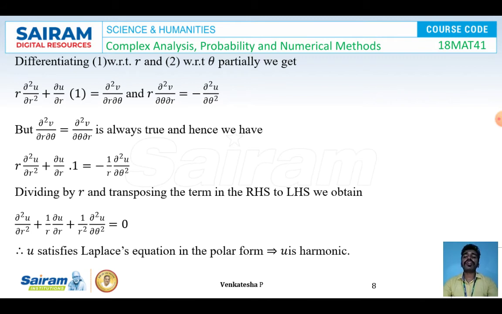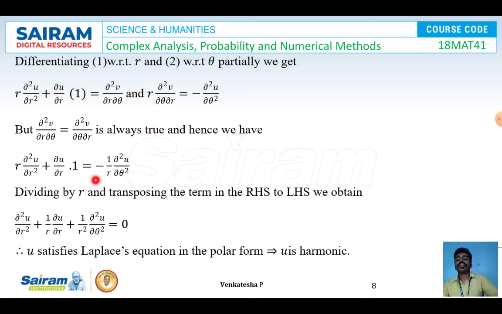Now I'm going to differentiate 1 with respect to r and 2 with respect to θ partially. We get r ∂²u/∂r², keeping r as it is and differentiating ∂u/∂r, plus keeping ∂u/∂r and differentiating r, I got 1, equal to ∂²v/∂r∂θ. And keeping r constant, ∂²v/∂θ∂r will be getting -∂²u/∂θ². Again, by the properties of partial derivatives, ∂²v/∂r∂θ = ∂²v/∂θ∂r. This is always true, hence I can equate these two equations.